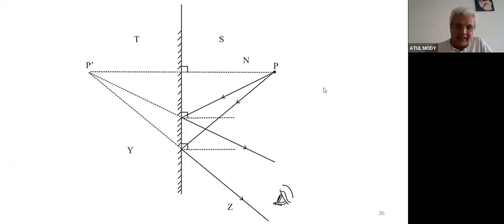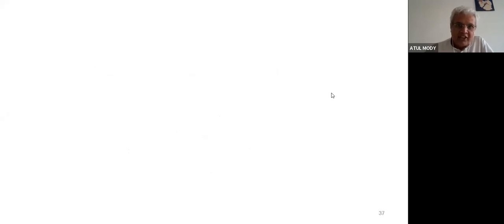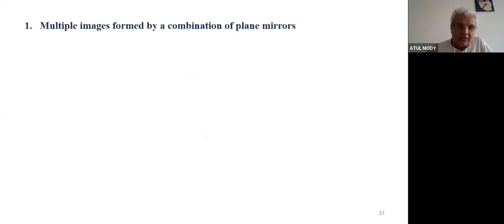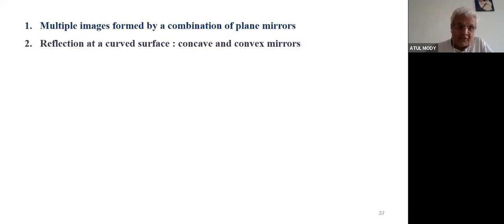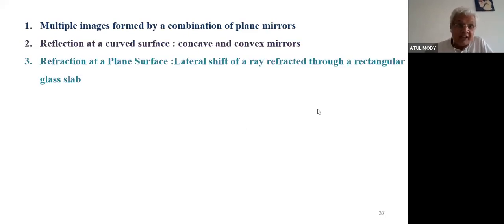Yeah, here is the answer actually. So you take two rays and they are reflected, and then the observer finds it coming from P dash. The same thing you can extend for formation of multiple images due to combination of mirrors, reflection in curved surfaces, refraction at plane surfaces.